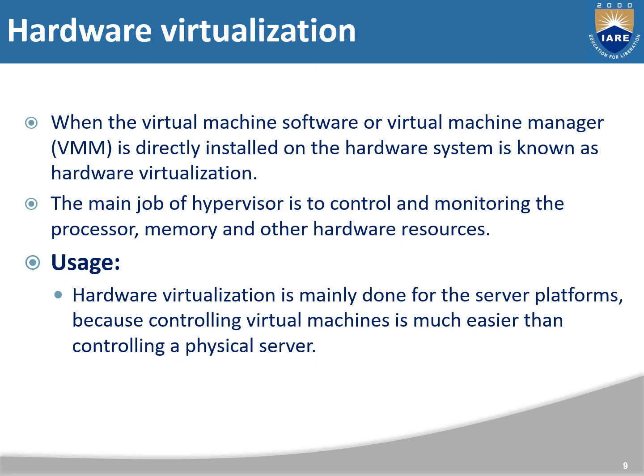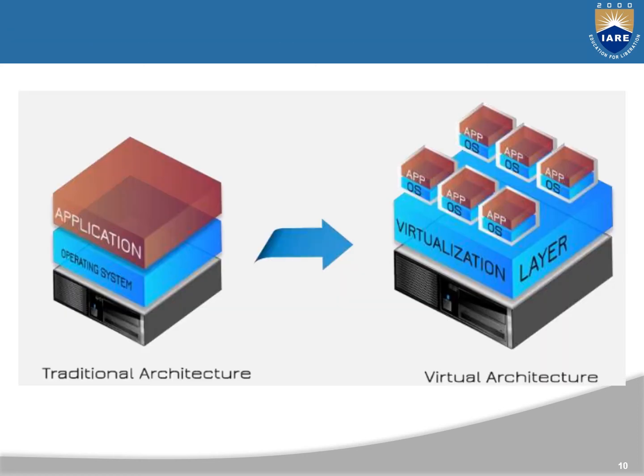The usage of hardware virtualization: it is mainly done for server platforms because controlling a virtual machine is much easier than controlling a physical server. Coming to the architecture of hardware virtualization, here you can see the traditional architecture and the virtual architecture. Here the applications are working as multiple applications in multiple layers. So this is hardware virtualization.